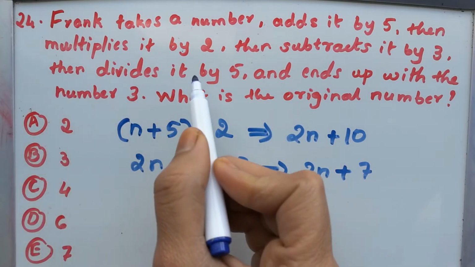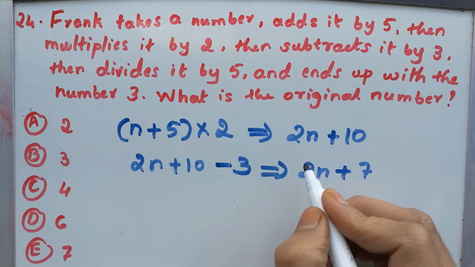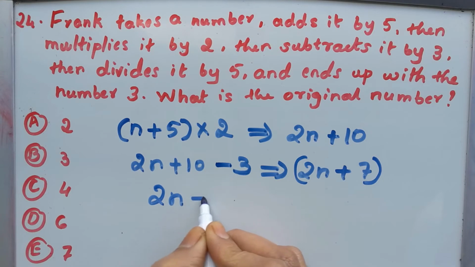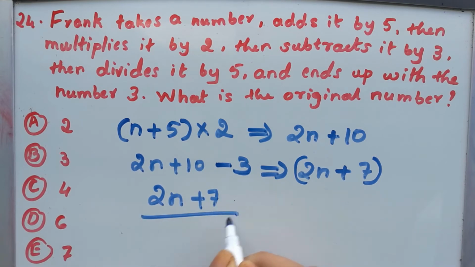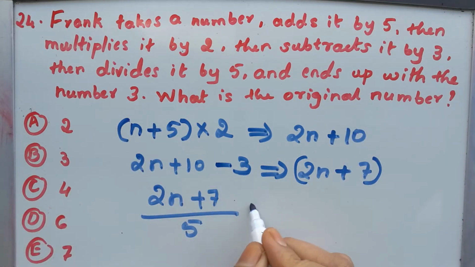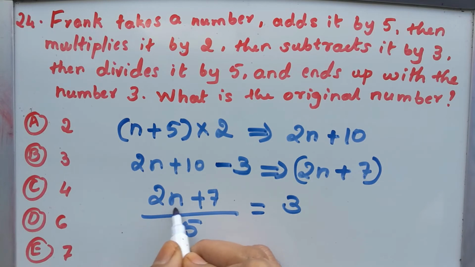Then he divides it by 5. So this number, 2n plus 7, he divides by 5. He ends up with the number 3. He got the answer as 3. So what is the original number? So we have to find n. What is the original number?